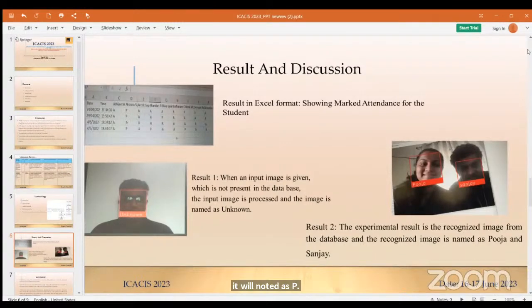If one of the students is not present in the database, then the image is named as unknown image. If the student data is present in the database, then the image is named as per their respective names. That is, in result 2 we can see Pooja and Sanjay. For both the faces, the database has already stored the data. That's why the image is showing named images as Pooja and Sanjay. And in the result, when the data of a particular face is not stored, then it is known as unknown image.